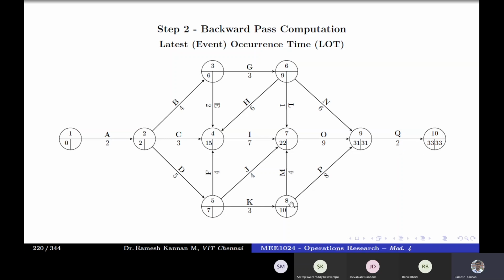Next is 8. But from 8, we have two arrows leaving. Unless we know this value, we cannot find this one. Say, for example, 31 minus 8 or some value here minus 4, whichever is minimum will govern here. In a forward pass we look at the maximum, you remember node 4 where we talked about the maximum. In a backward pass, we look at the minimum value.